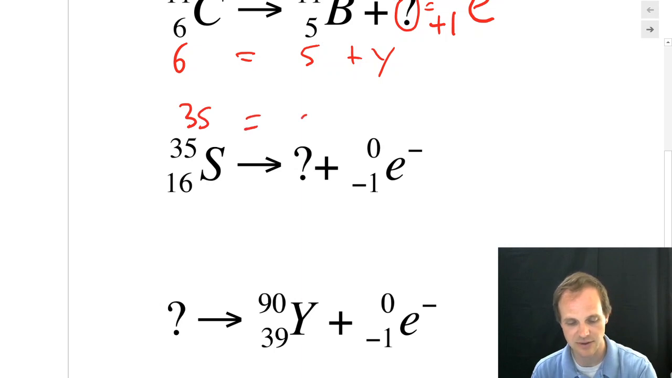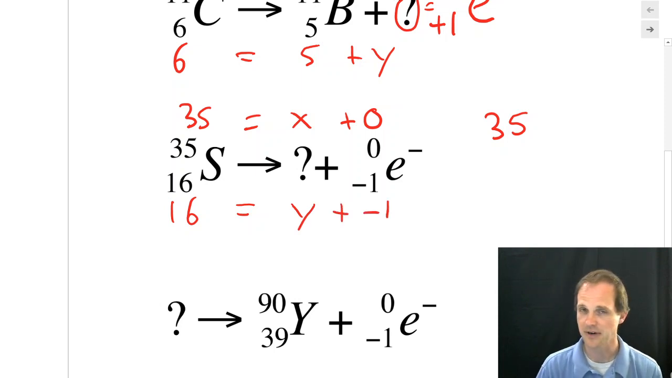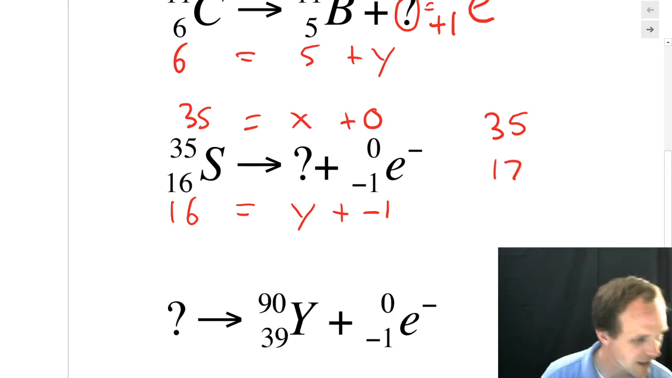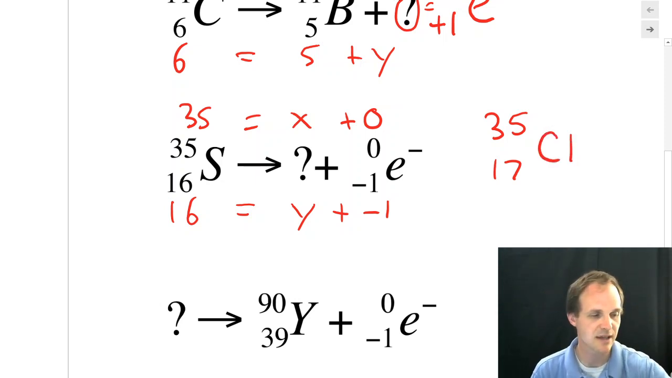35 is equal to something plus 0. And there our x is going to be 35. And we're going to balance atomic number. 16 is equal to y plus minus 1. So very tempting to say 15. But if I take 15 and add minus 1, I get 14. And so in this case, I've got to do 17. And so 35, 17, we've got to find element 17 on the periodic table. And that is good old chlorine. So we say that sulfur 35 undergoes beta decay, 0, minus 1, to form chlorine 35.